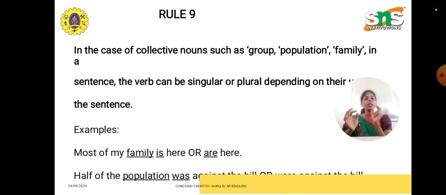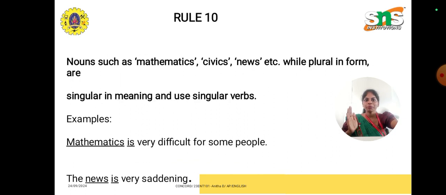If they are telling you as a group, it is singular. But if they are adding that group in a sentence, you have to know whether it is a singular sentence or a plural sentence. So you have to understand the sentence and then decide whether it is singular. If it is singular, you can go with is or was. If it is plural, you are supposed to go with are or were. Clear? I hope you can understand. I have given some examples: Most of my family is here. Or you can also say, most of my family are here. Both are correct. So this is rule number 9.